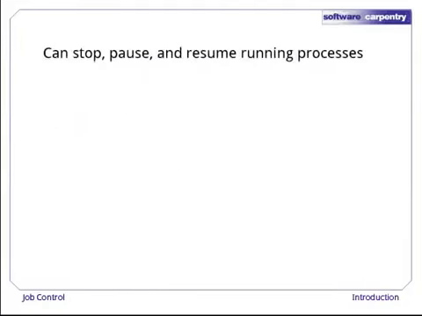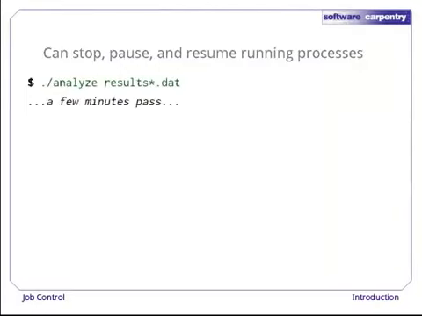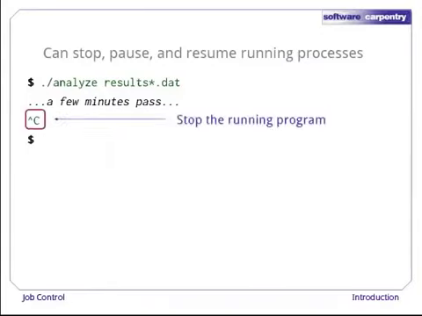The shell provides several commands for stopping, pausing, and resuming processes. To see them in action, let's run our analyze program on our latest data files. After a few minutes go by, we realize that this is going to take a while to finish. Being impatient, we kill the process by typing Ctrl-C. This stops the currently executing program right away. Any results it has calculated, but not written to disk, are lost.